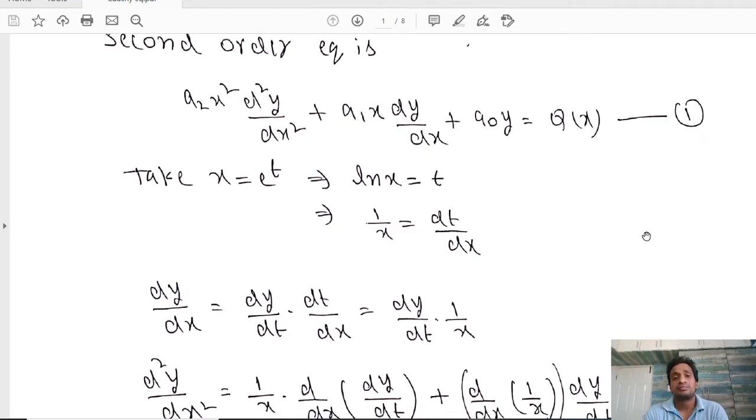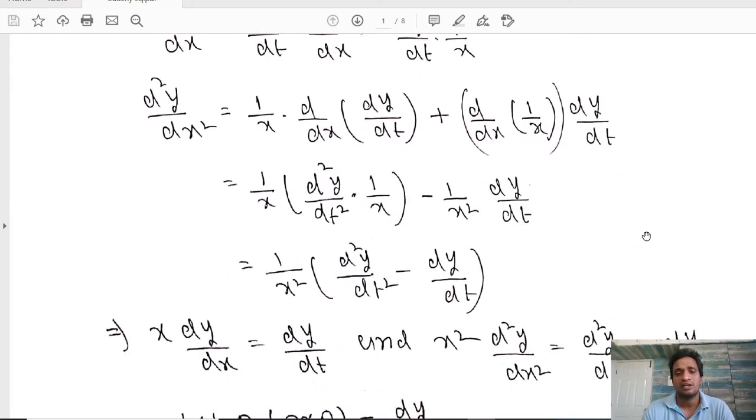And how to solve this type of equations? First we introduce one more variable called t, that is x is equal to e power t, we assume. Then t will be ln of x and 1 by x is equal to dt by dx. We change the differential equation of independent variable x into independent variable t. Then we solve in t, and again we change t to x. That gives the solution to the original differential equation.